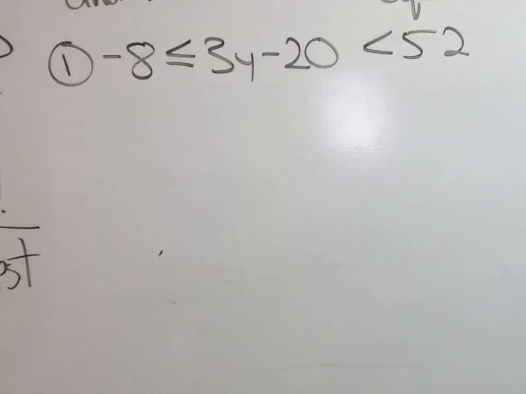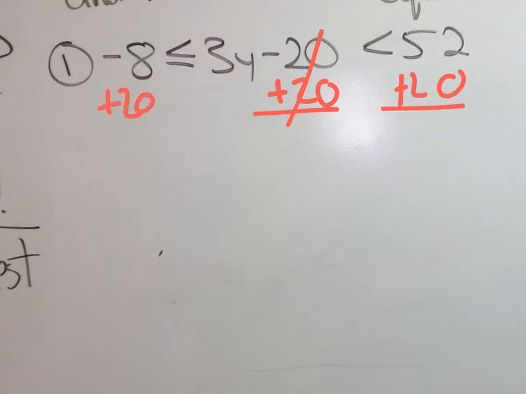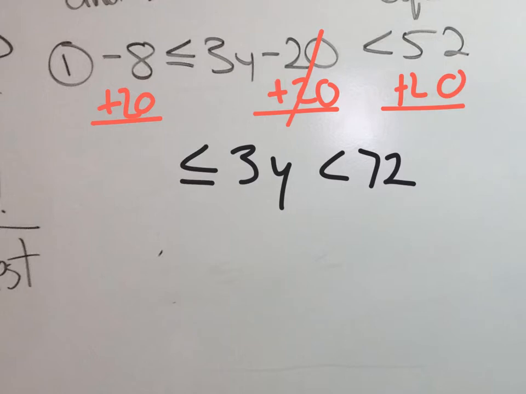Now, how would we get y by itself right here? We would get rid of the minus 20 by doing plus 20. Plus 20, and it cancels. What you do to one side, you do to both outside sides. So you're going to go plus 20 over here and plus 20 over here. And we're going to rewrite everything. The 3y comes down. The inequality comes down. 52 plus 20 is 72. And on the left side, we have this inequality. And negative 8 plus 20 is 12.